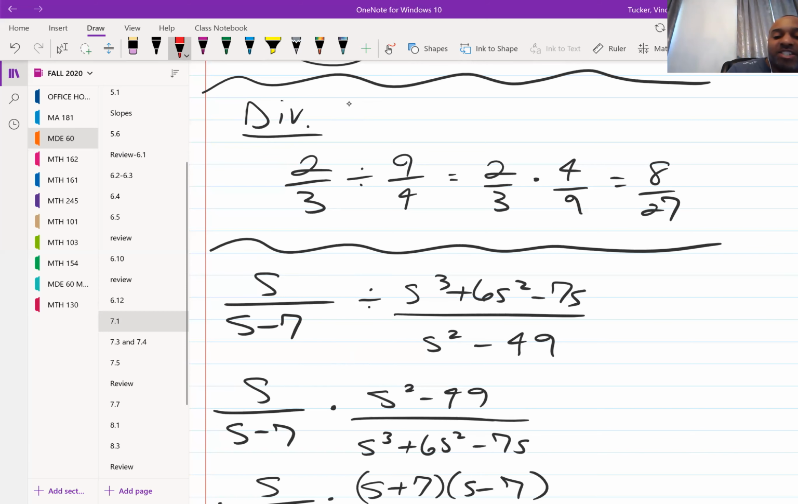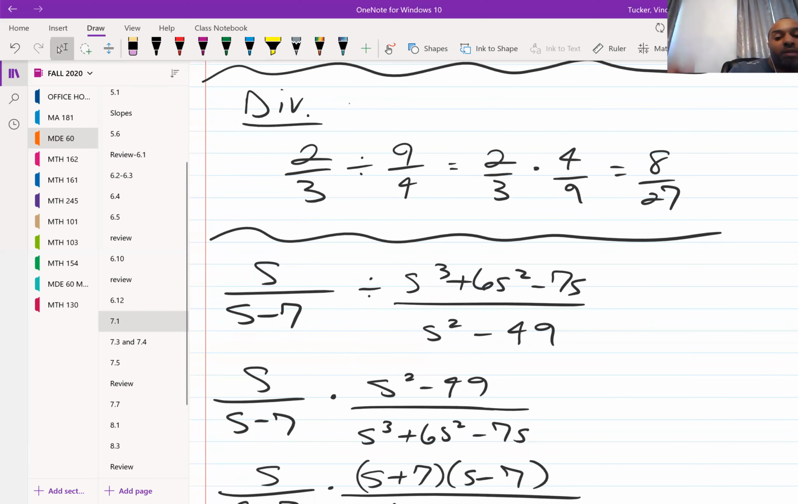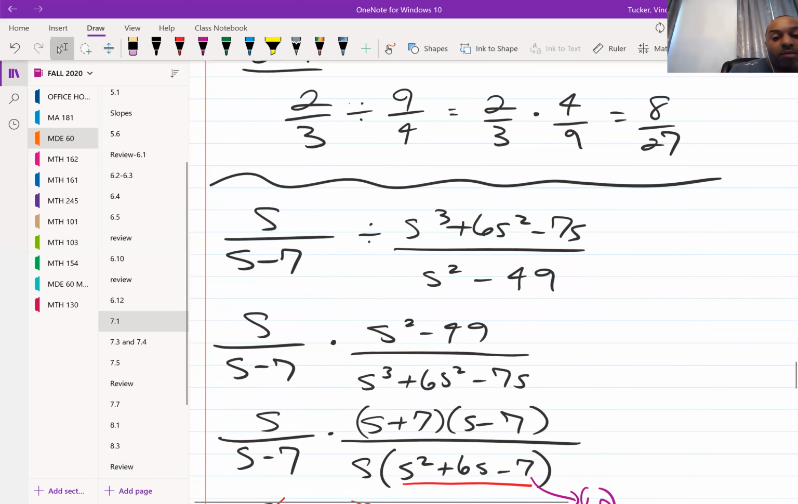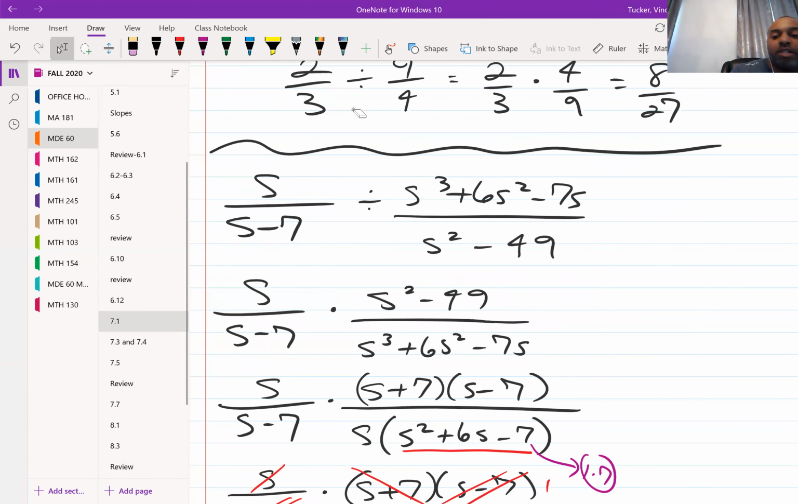All right. So now once you've done that, we do what we just did in the previous problems, because now it's multiplication. Remember, so that's what we just finished doing. You factor out each as much as possible. There's nothing to factor here, so you just leave that the same. S squared minus 49 is S plus 7, S minus 7. Here I factored out S. That's what we have right here.